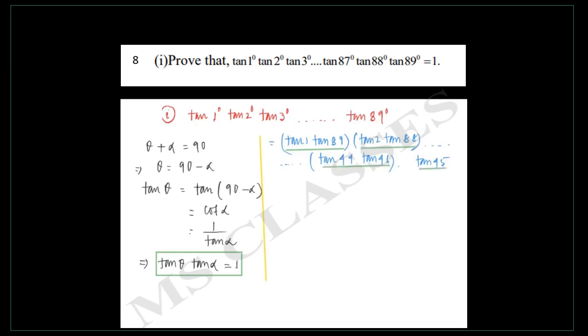So ultimately, we just multiply 1, 1, 1, and on up to 1. So at the end also we get 1 only. However many times we multiply 1, ultimately we get 1. And the concept is this one.